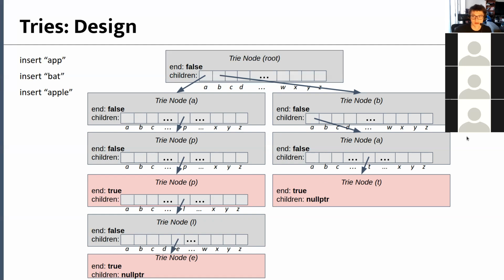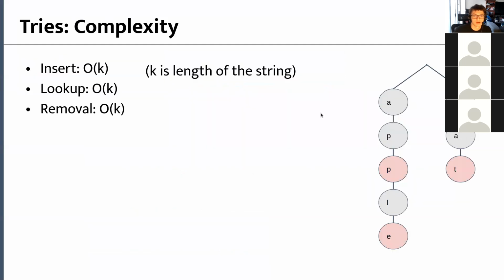Cool. Let's move on. So, complexities. And I'm sure a lot of you are seeing this and saying, wait a minute, I thought these were fantastic. Isn't a hash table just better than this? So first, let's think about why it is the way that it is. Insert, lookup, and removal are all O of K, where K is the length of the string.